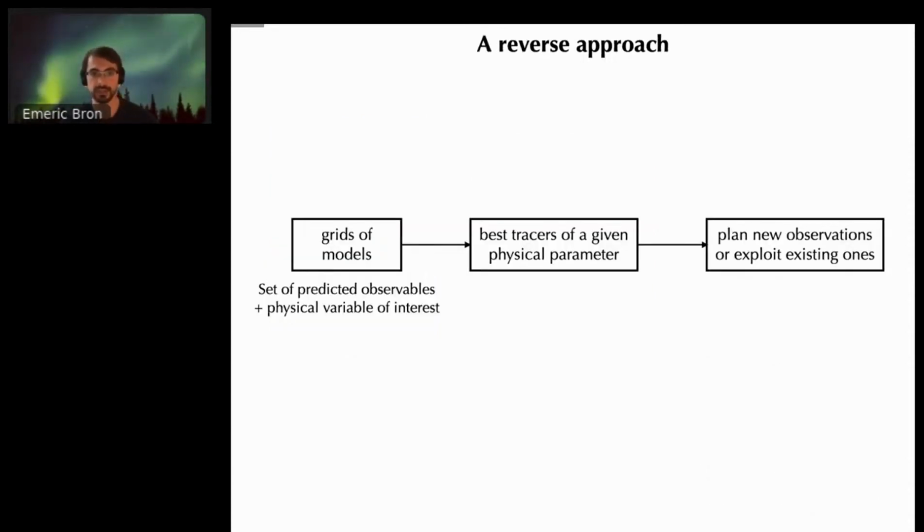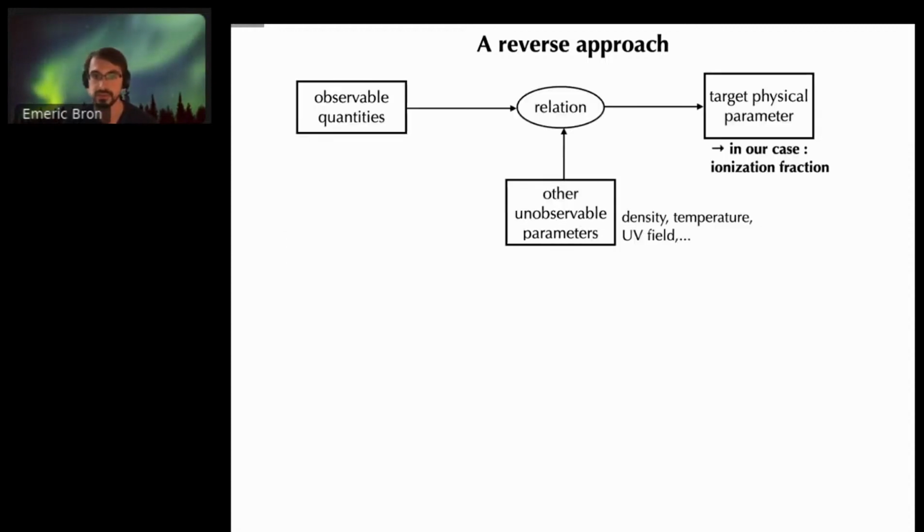So here the idea is to go in the other direction. We start with a large grid of astrophysical models that explore all the possible values of physical parameters. And from this, we try to deduce which molecular lines will be the best tracers of a given physical parameter, here the ionization fraction, in order to be able to plan new observations or to exploit existing data sets.